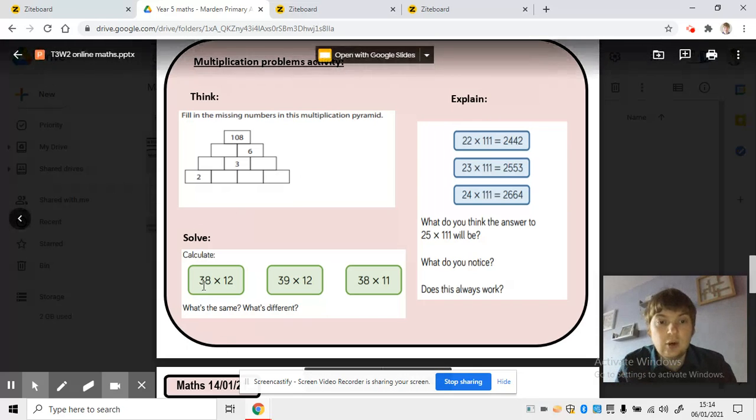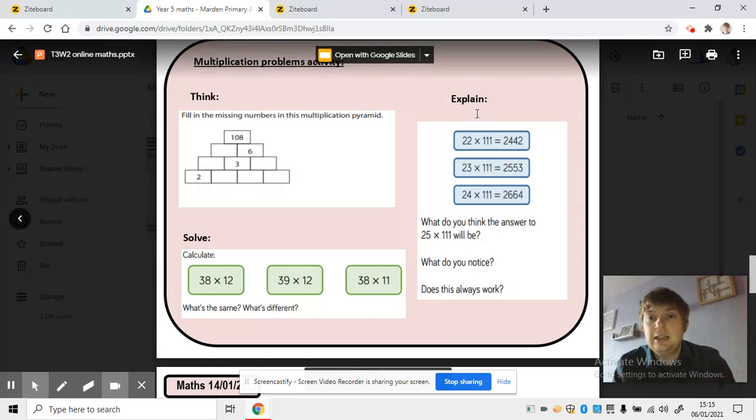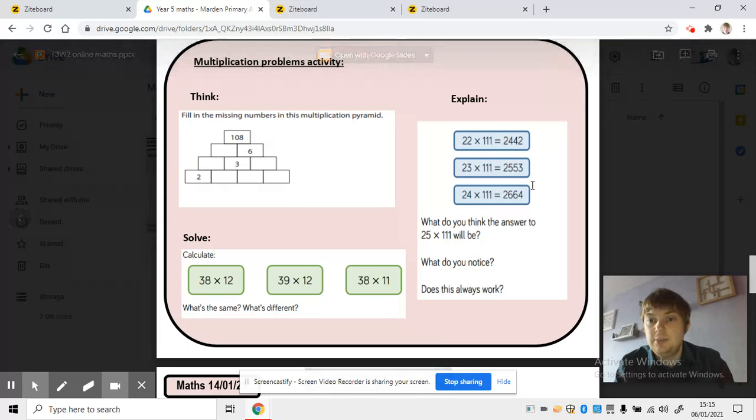On your solve, what's the same and what's different? Well, you could go what's the same, what's different about the calculations, but maybe you have to work out the answers as well. And then, last but not least, you'll explain. You are given 3 calculations. Notice the pattern with their answers.